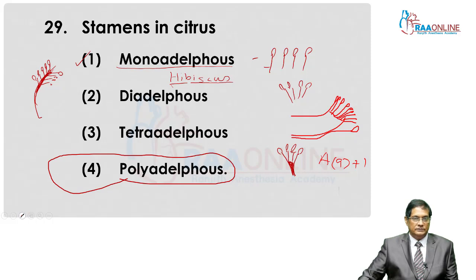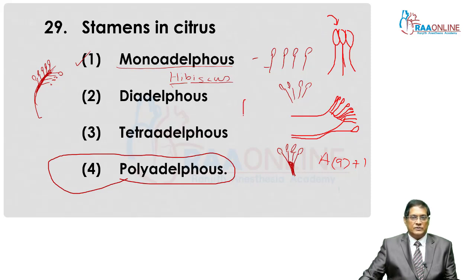Check the third one. Tetradelphous is no word. Polyadelphous I have already described. Then see this one: anthers are fused, filaments are free. This is called syngenesious condition. Anthers are fused but filaments are free. This is known as syngenesious condition.